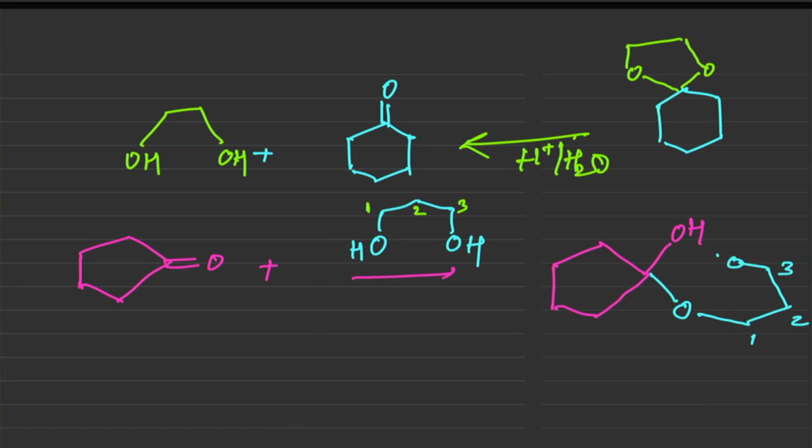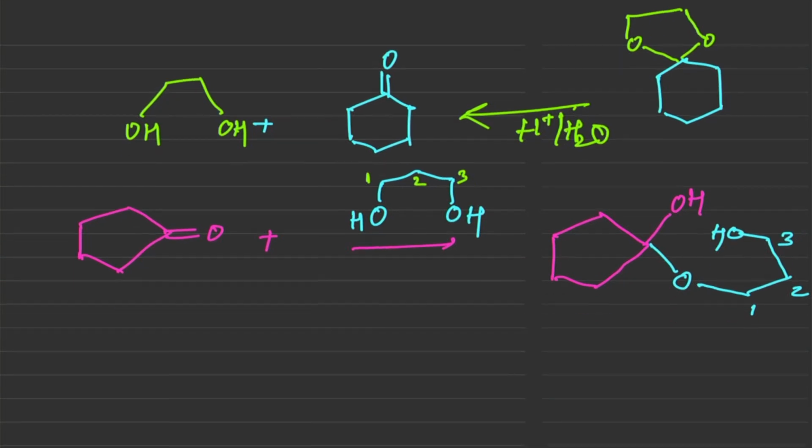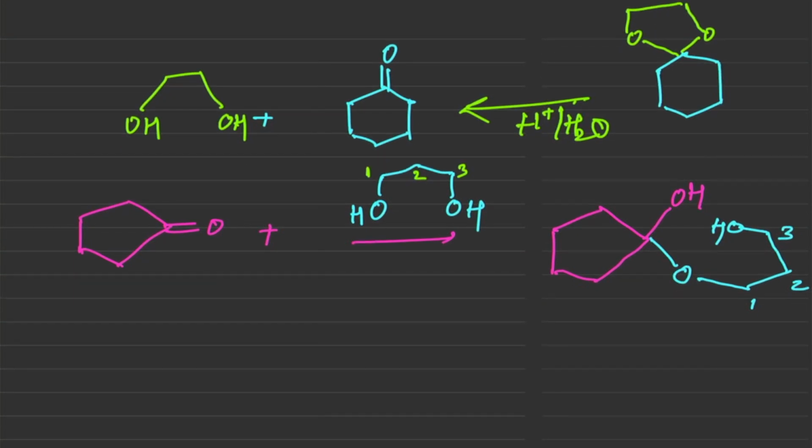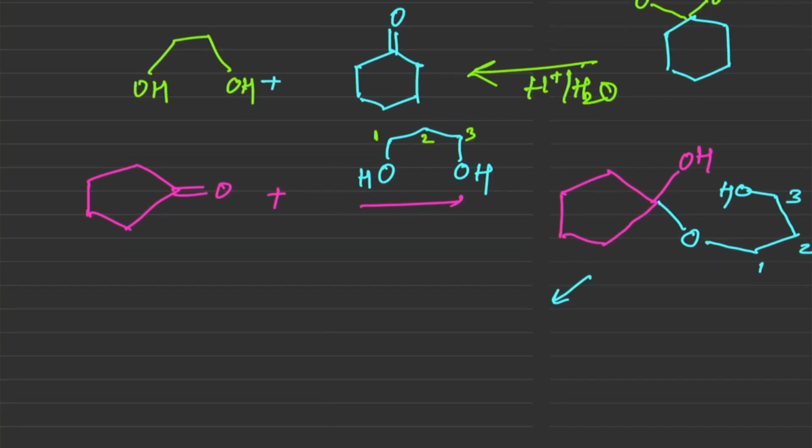Then there is OH, and this OH would serve as the second alcohol molecule to replace it. So you will end up with O, O, and you see 1, 2, 3. We got 3 carbon atoms in between. This is where a lot of the time people make mistakes.